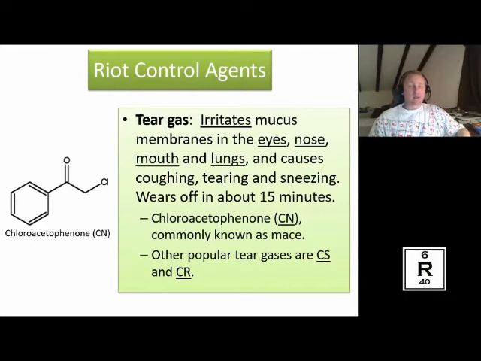CN won't be as painful, and this is something you can buy and keep on you for protection, whereas CS and CR will probably be more painful but also go away quicker. And that makes more sense because we don't want to be issuing out things to people that can just get over the counter that's going to cause a lot of pain to people, and the military and police are going to want to get people to disperse as fast as possible.